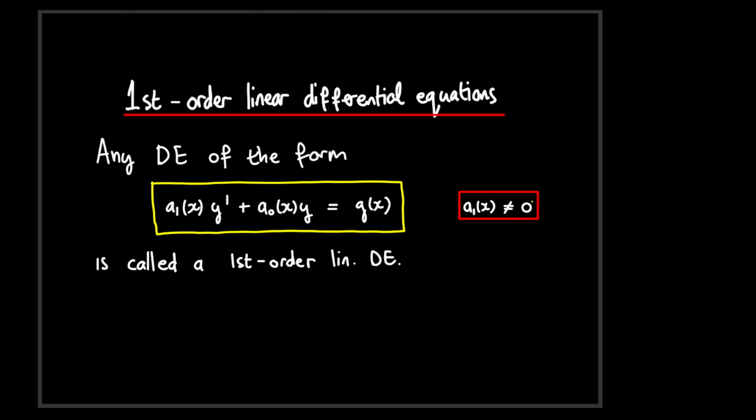In fact, this is the reason why it's called first order, because the highest derivative that appears in this differential equation is just 1, because here's the first derivative. Okay, so this is a first order linear differential equation. And provided a1 of x is not equal to 0, we can divide through by a1 of x and get a differential equation in what's called standard form. So standard form is to say any linear differential equation that's in the following form.